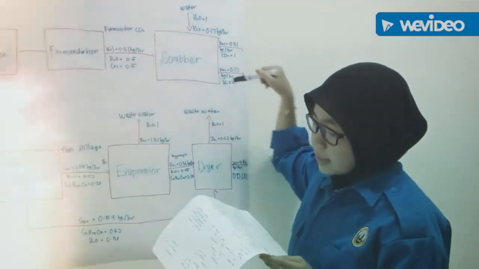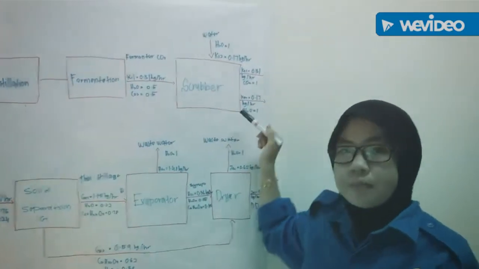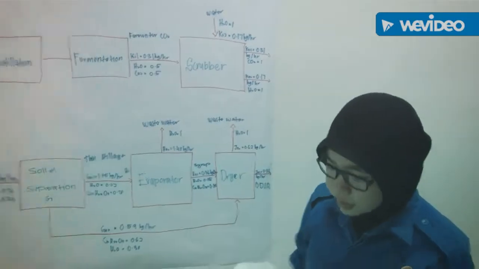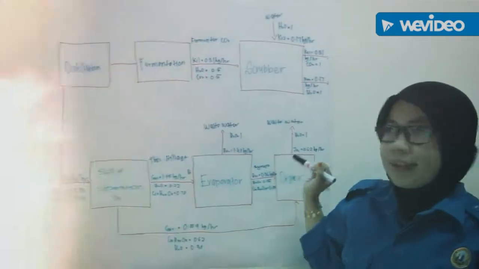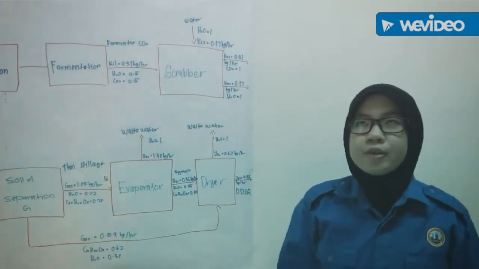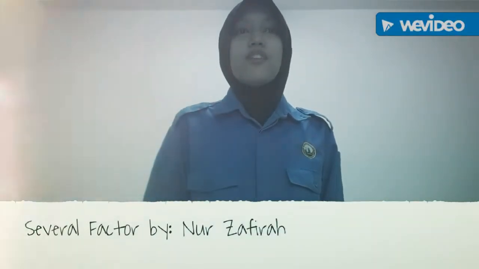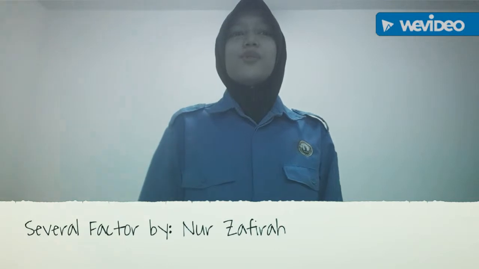And then lastly, the scrubber is a diverse group of air pollution control devices that can be used to remove some particulate and/or gas from industrial exhaust streams. Okay, that's all the process of distillation of bioethanol.